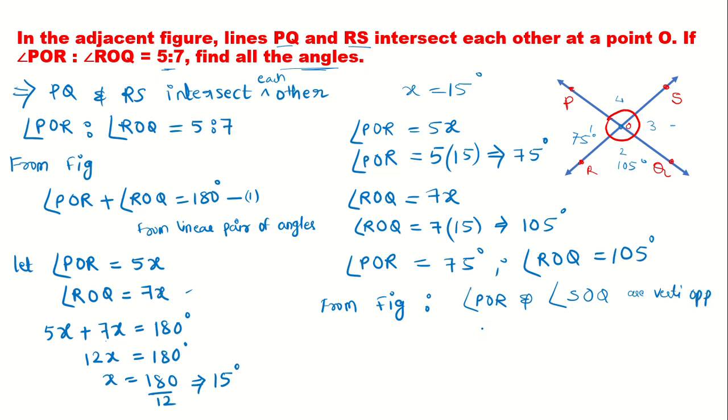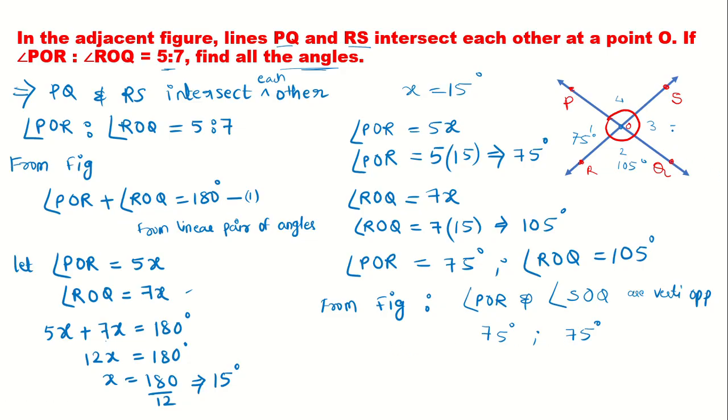Angle POR and angle SOQ are vertically opposite angles. So, angle POR we have as 75 degrees, so angle SOQ will automatically be 75 degrees. Okay. As vertically opposite angles are equal.